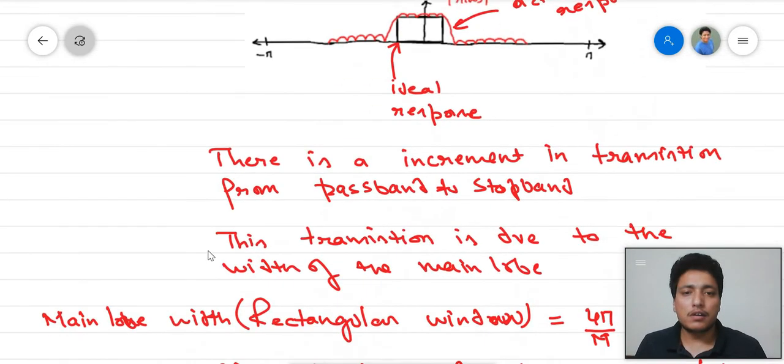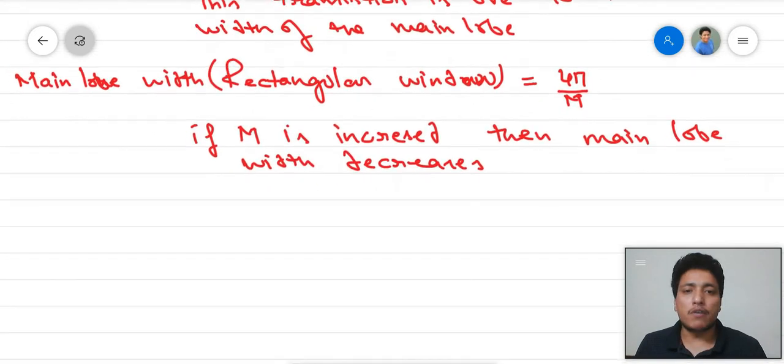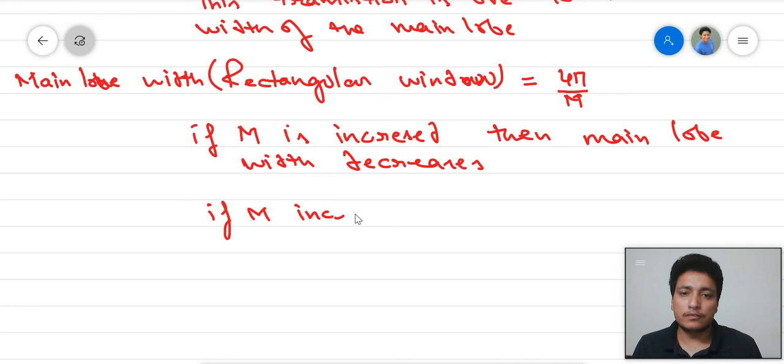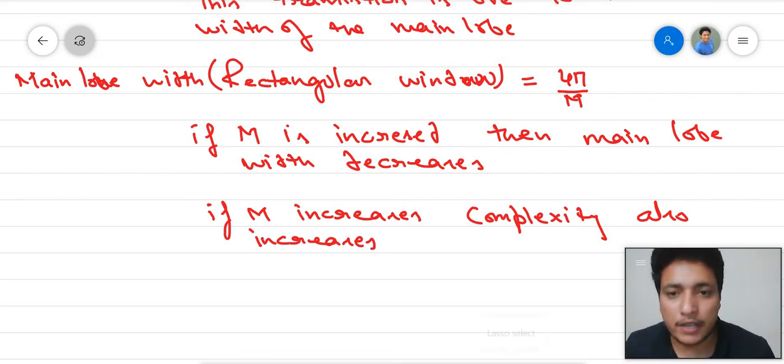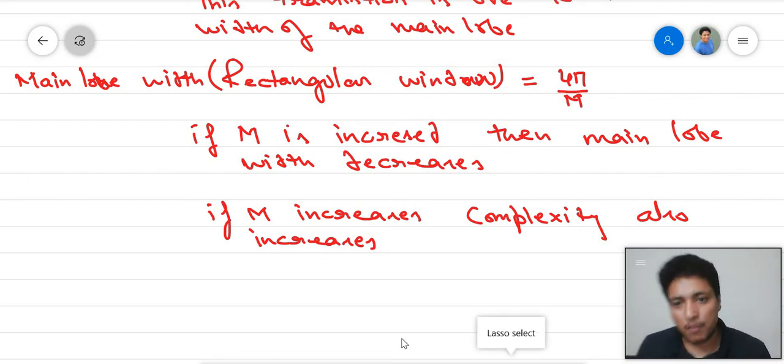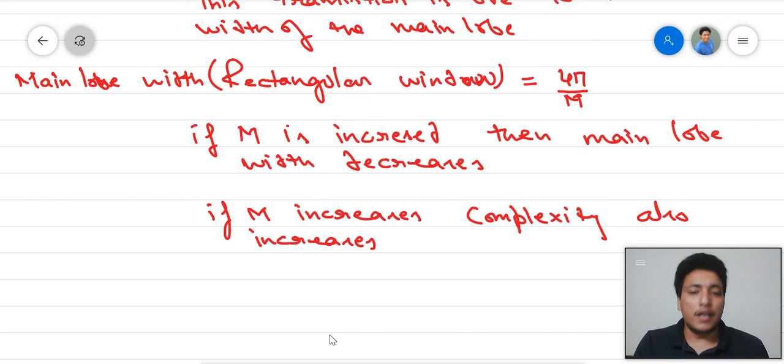But there comes a trade-off. If M increases, complexity also increases. As the length of the window increases, there will be much more computation to be performed to obtain that particular result. That means ideally M should go to infinity. If M goes to infinity, it is an infinite impulse response. For that particular case, we have a sharp transition.